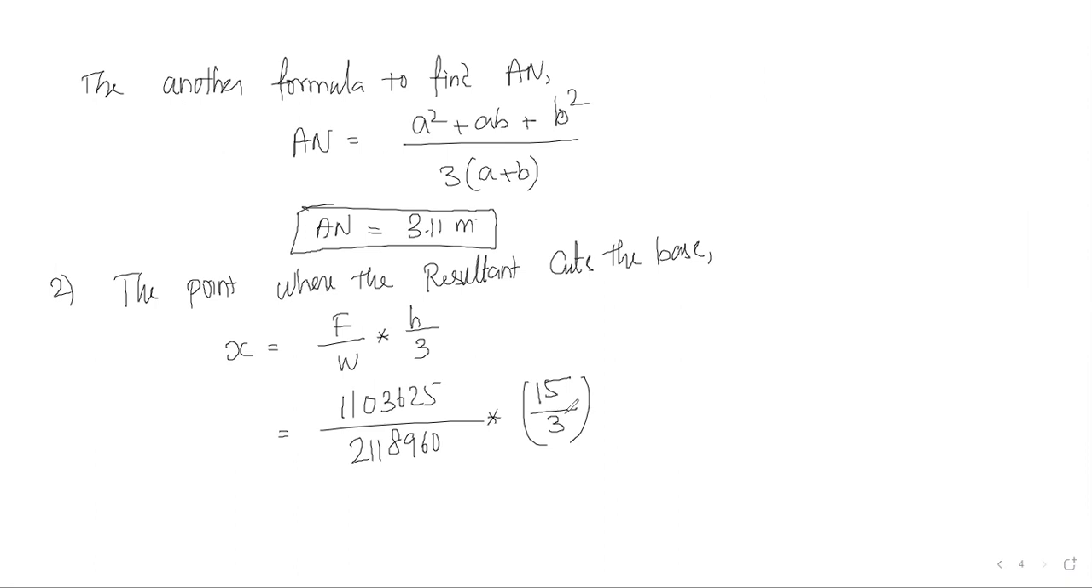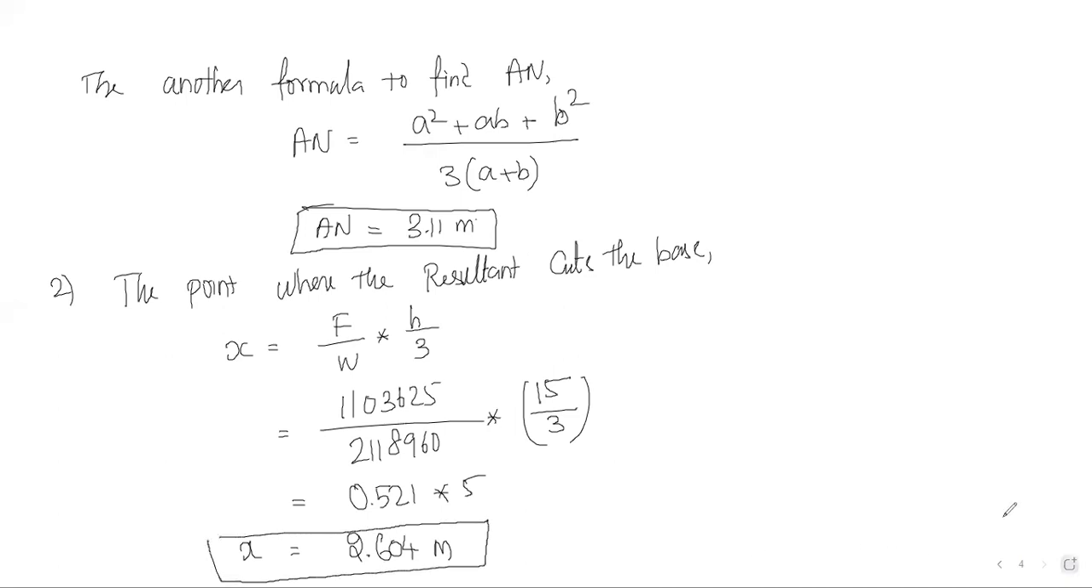So 1103625 divided by 8. So it becomes 2.604. Okay, 2.604 meters. So this is the value of x.